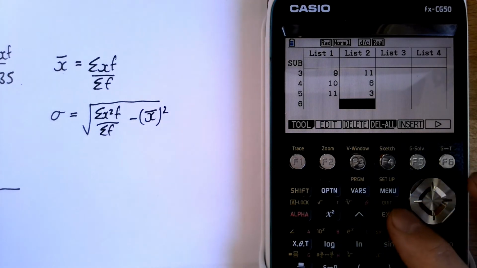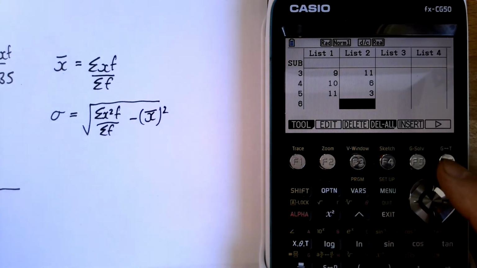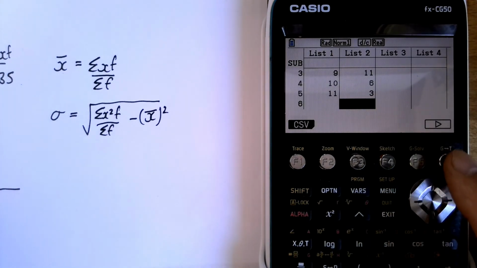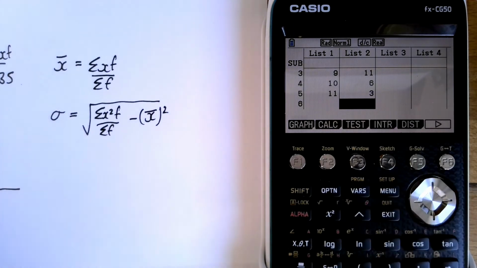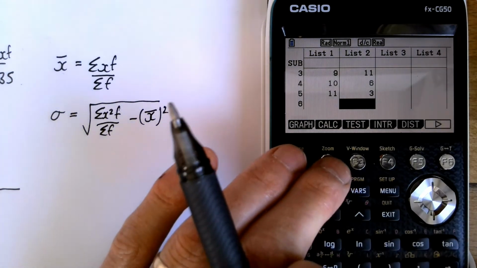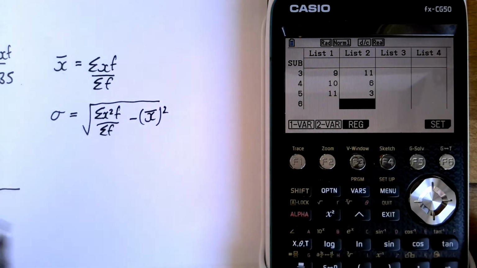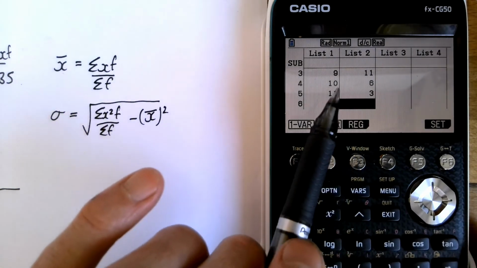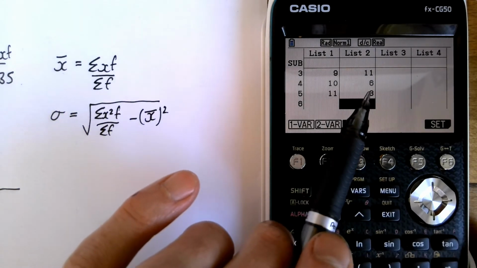So I'm going to get back. I need to do this because I'm on the delete screen, so I go there and then there again. So I'm going to go to calc, but now I need to tell it that I have got a frequency distribution entered. So these are my values and these are my frequencies.